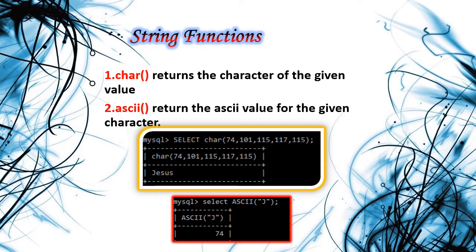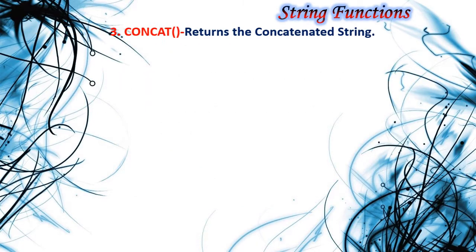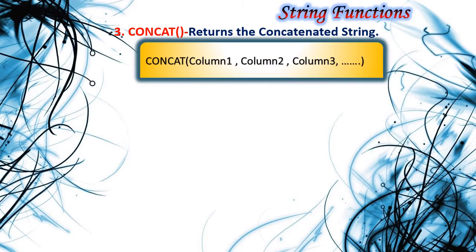Now select ASCII of J. So I return the ASCII value. Capital J ASCII value is 74. And concatenate means it combines the two strings. General format for concat is concat of column 1, column 2, etc.